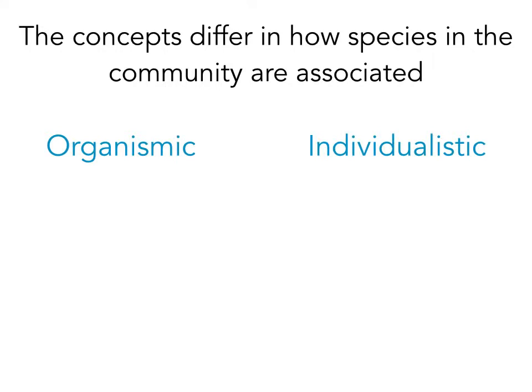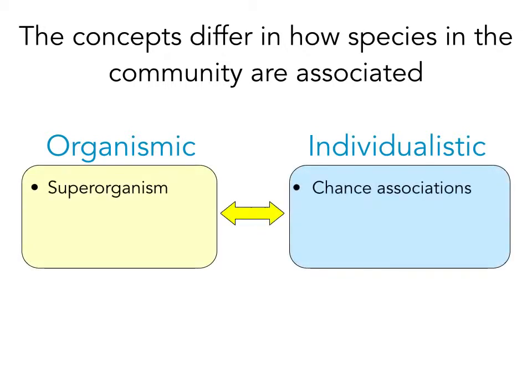The concepts differed between the Clementsian idea and the Gleasonian idea, if I might, about how species in ecological communities are associated with one another. On the one hand, Frederic Clements argued the organismic side, and on the other, Henry Allen Gleason argued the individualistic side of this argument. And so let's just walk through each of those. So the organismic concept was that ecological communities were kind of like a superorganism.